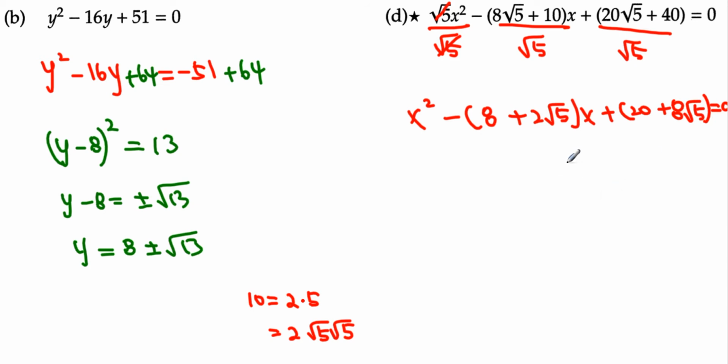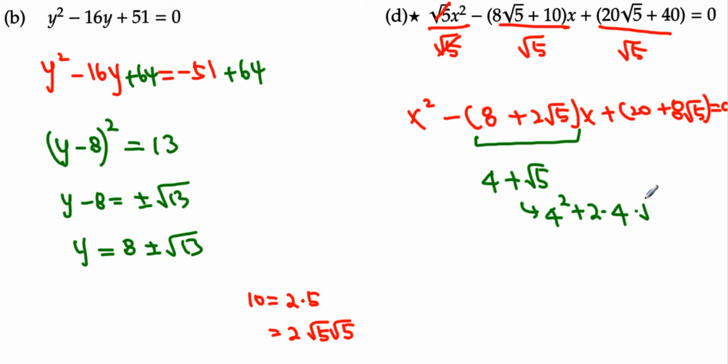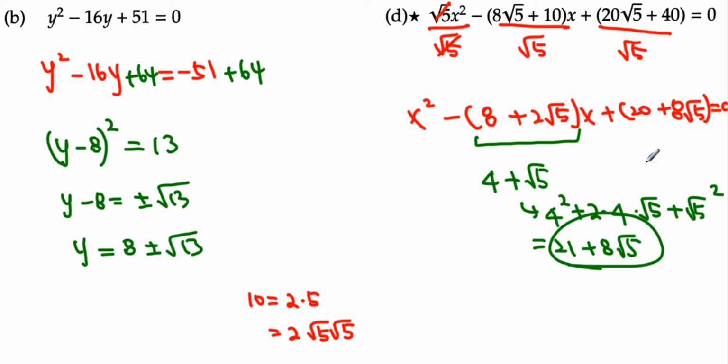Now, let me try to look at this one for a second. In order for me to get the perfect square, I need to divide this one by 2. Then I get 4 plus square root of 5, and then next I need to square that. What do I get then? I get 4 squared plus 2 times 4 times radical 5 plus radical 5 squared. Then you can see that 4 squared becomes 16 plus 5, which ends up being 21 plus 8 square root of 5. That's what I need to make this one into a perfect square.